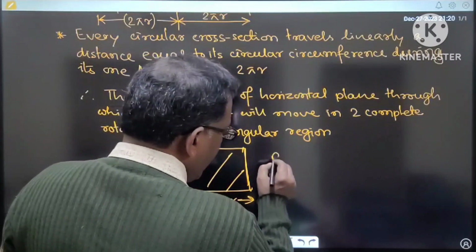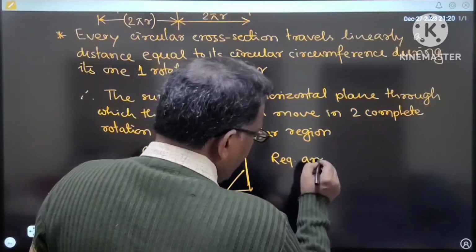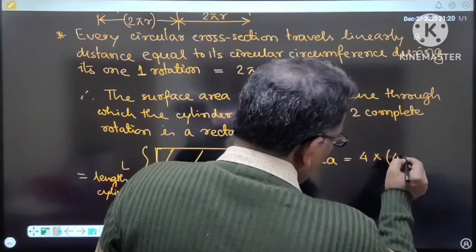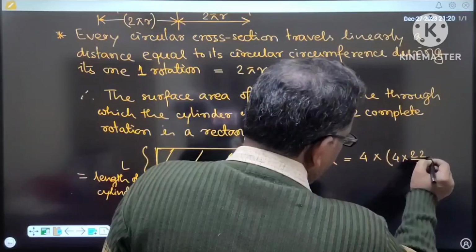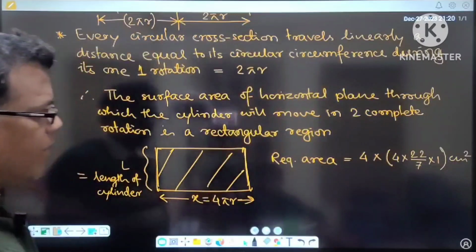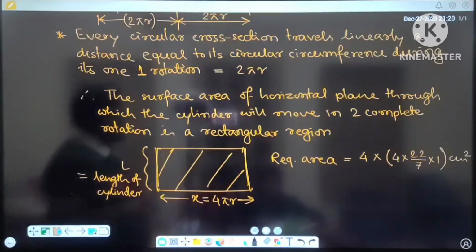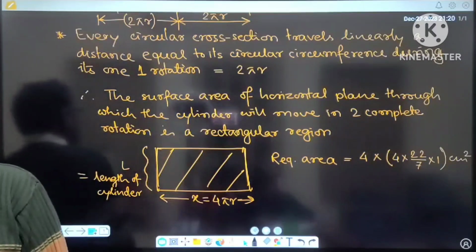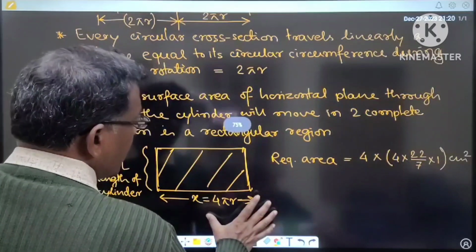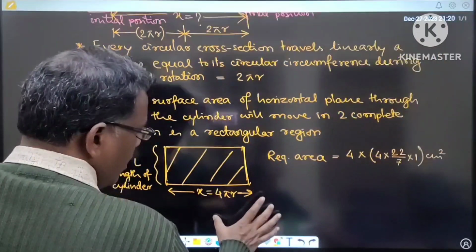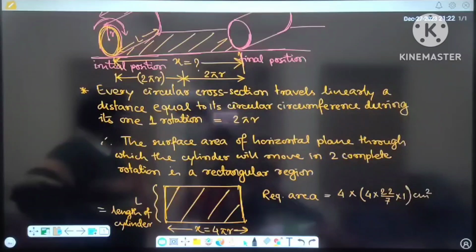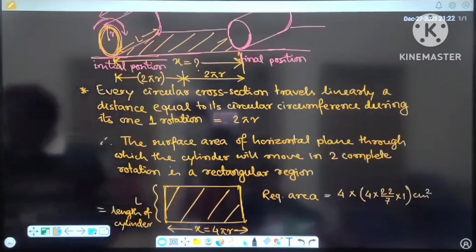So therefore the required area will be equal to 4 into 4 pi, 22 by 7, radius I think 1, this much centimeter square, isn't it? Tell me yes or no, could you follow this argument? Who could not make it up to the mark, tell me if there is any doubt in this discussion. Yes, Ainri, Shanvita.